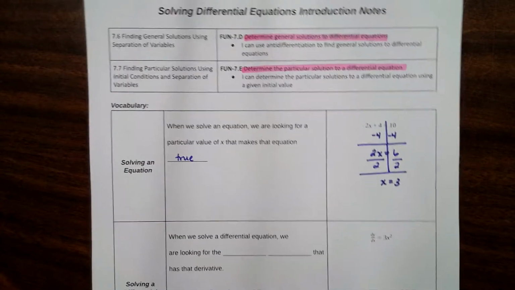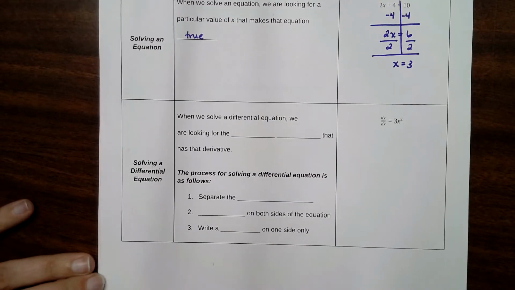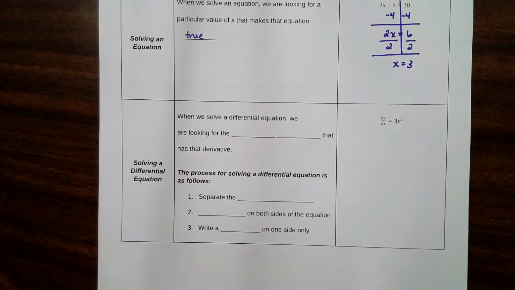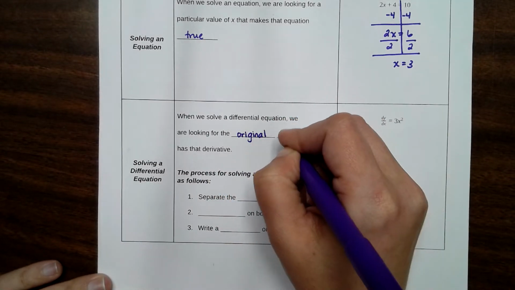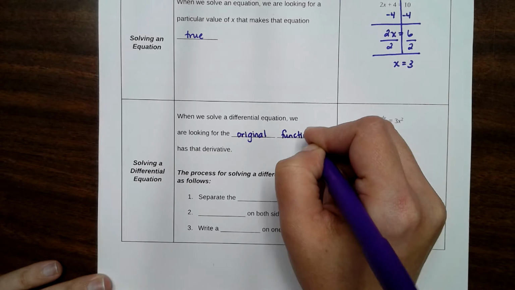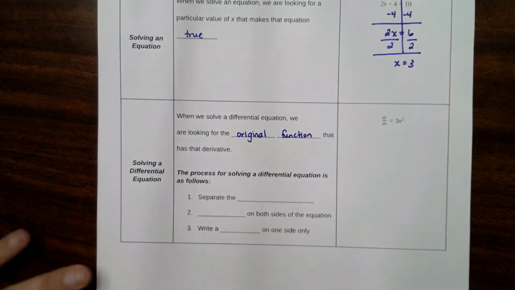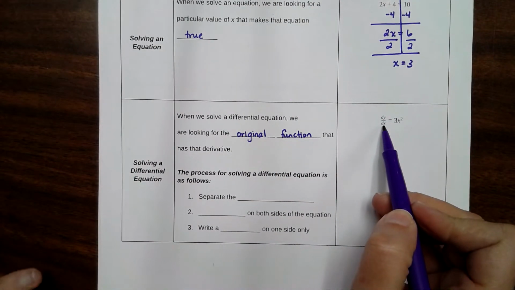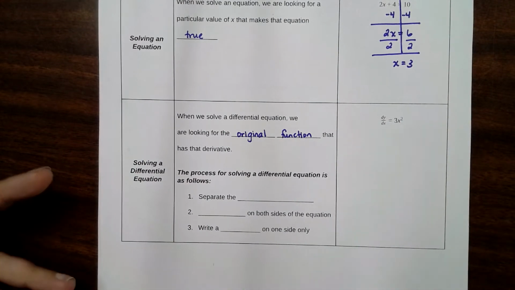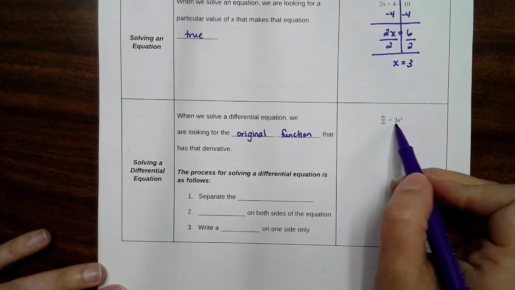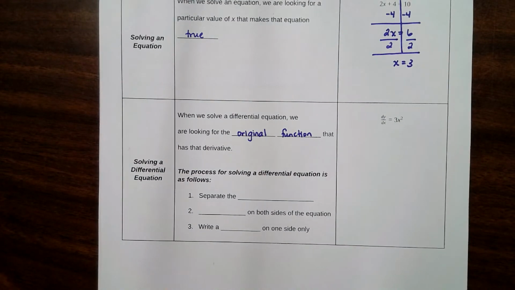Now, in this unit, we're going to be working on solving differential equations. So I want to show you how these directions mean a slightly different thing than solving a regular equation. When we solve a differential equation, we are looking for the original function that has the given derivative. So a differential equation is going to look like this: dy over dx equals 3x squared. In other words, the derivative of whatever equation you started with is 3x squared. Our job is to figure out the original.